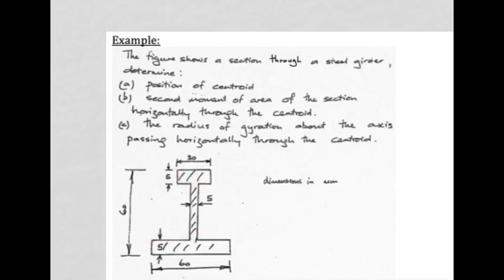Okay, first things first, we've got to find a few things. They say it's a section through a steel girder. We've got to find the position of the centroid. Okay, so you know how to do that already from your previous section. Somewhere in here will be the centroid. And secondly, we've got to find the second moment of area of the section horizontally through that centroid. So let's assume the centroid is somewhere there. We would have to find the second moment of area through an axis passing through that centroid. And finally, we've got to find this new thing called radius of gyration about the axis passing horizontally through the centroid.